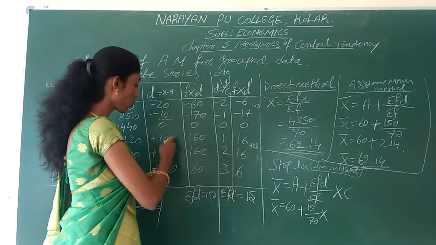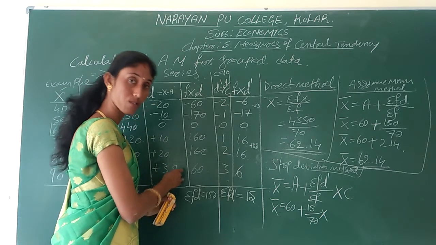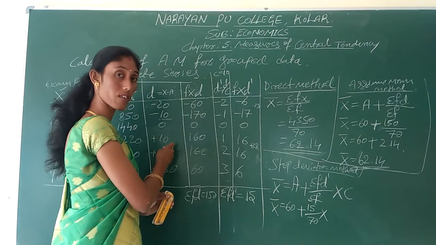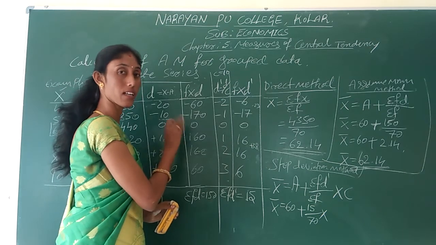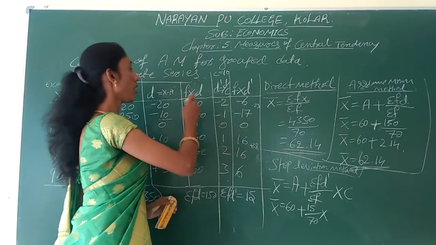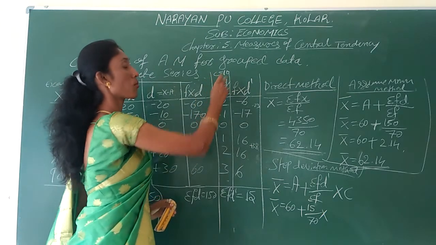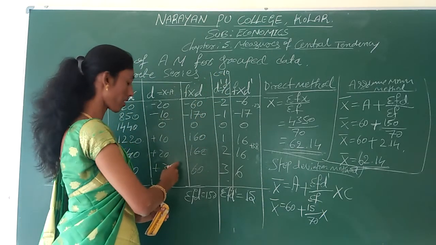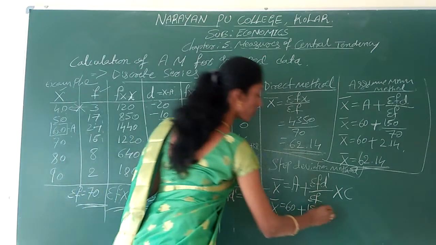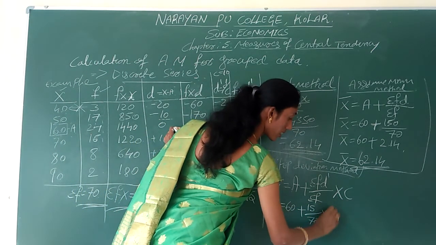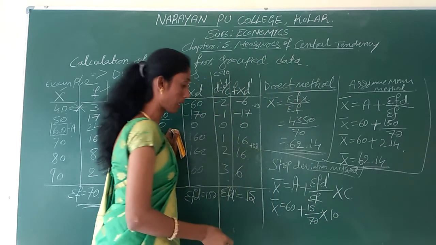Or, whichever value appears in all the values of the deviations will be taken as a common factor. Now in this case we have taken the common factor as 10. 10 appears in all the deviation values. Now write down 10 in place of C.